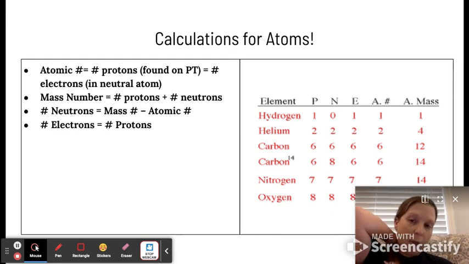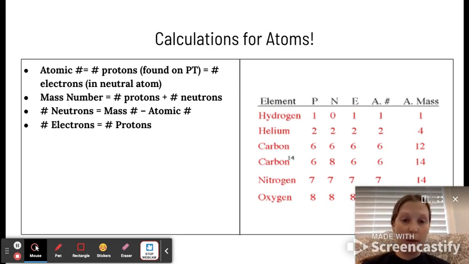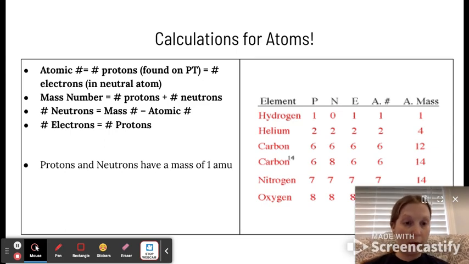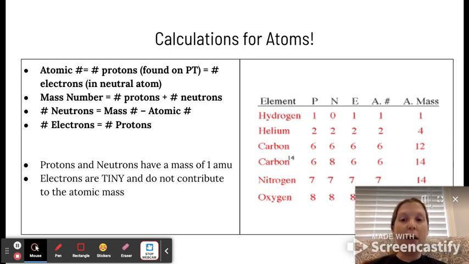You've got that electrons are equal to the number of protons in a neutral atom. They will be different, though. They will not be equal on ions. Protons and neutrons have a mass of 1 AMU, which is an atomic mass unit. Each of them are equal to 1. An electron is so tiny that they don't actually contribute to the mass, so we don't calculate them into the mass.